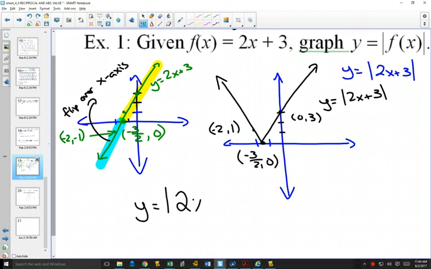Close. Whoa. Absolute value bar got bent. It's too hot out. Okay. We have a horizontal stretch and a horizontal translation.